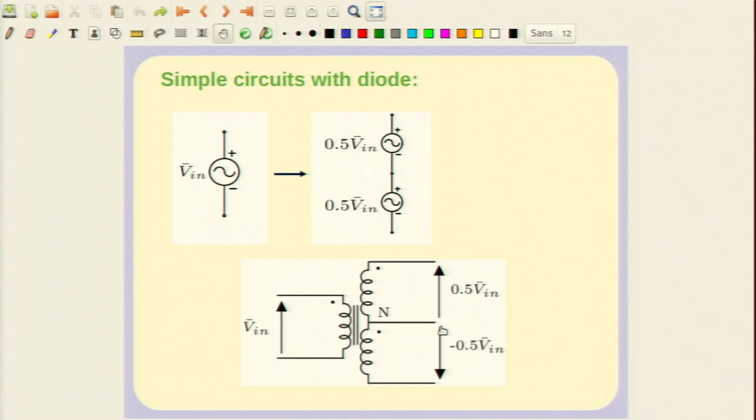This is in fact one interesting place where you can use a transformer. It will also give you isolation, that is, if you wish, you can ground this point even if the source is grounded as well, without affecting the operation of the circuit. So, what we have here is this split into two voltages of equal magnitude, and the transformer achieves this. So, this point with respect to this point, the voltage is minus 0.5 V in. So, there is a minus sign here. This middle point is called N, or neutral, of this circuit.